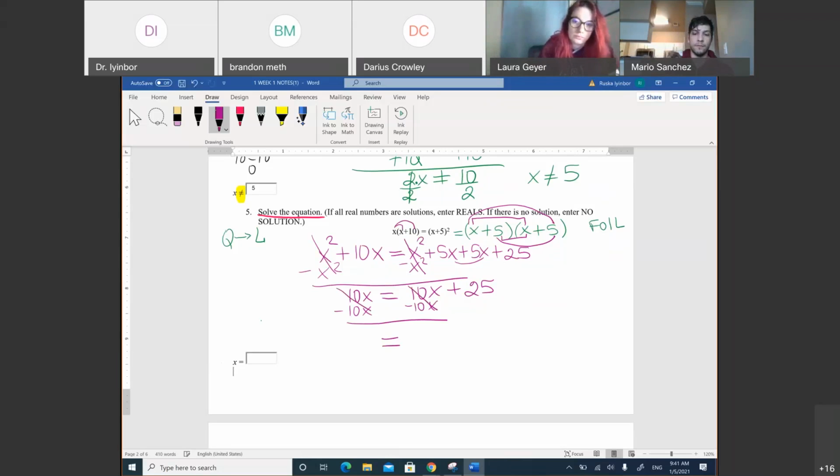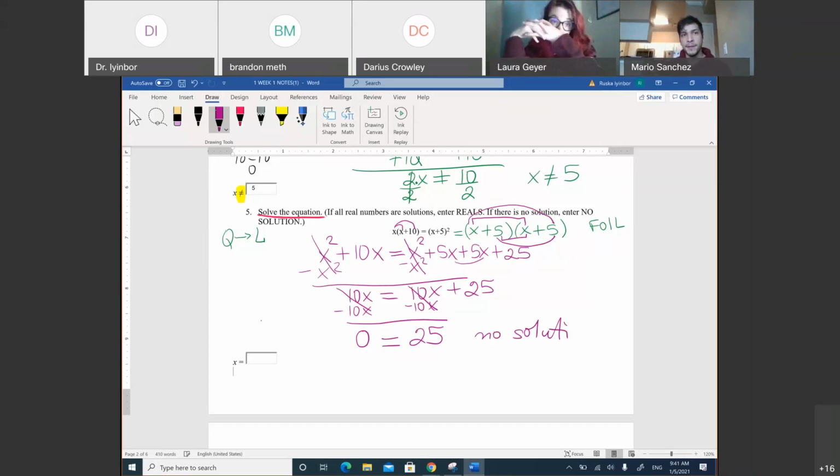In the left side, nothing is left, and the number for nothing is 0. So you have 0 equals what is left in the right side? 25. So that's true. If you get 0 equals something else, which is not true, in this case we have no solution, right? The no solution tells me because I have 0 equals a different number. So this is no solution.